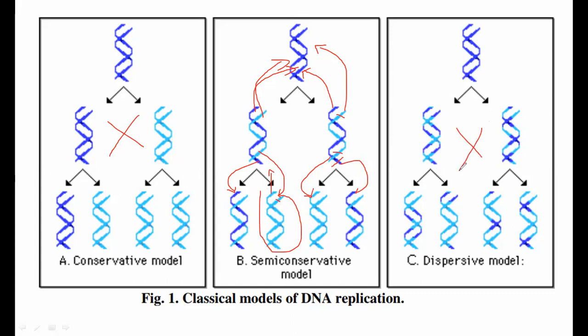Now the big question is how the scientists came to know that DNA replication is semi-conservative in nature. How? That is the million dollar question. What is the logic? What is the experimentation? Who is the person behind the observation that DNA replication is semi-conservative in nature?